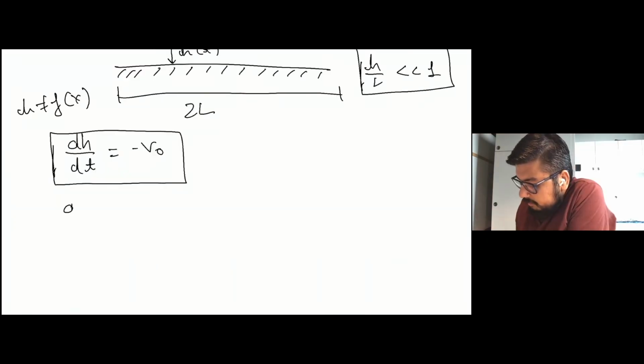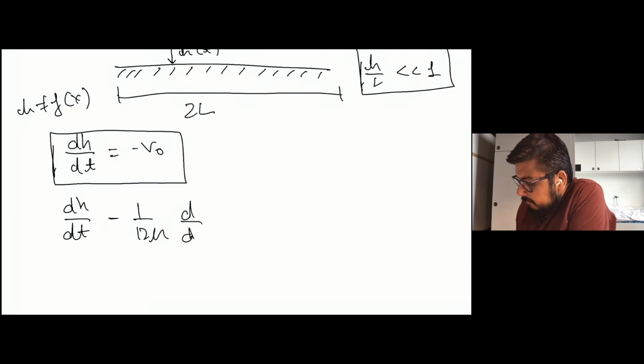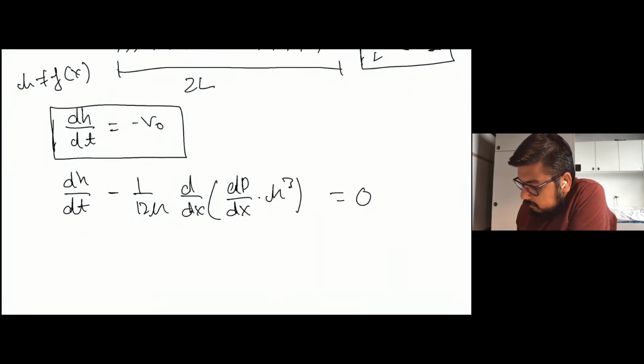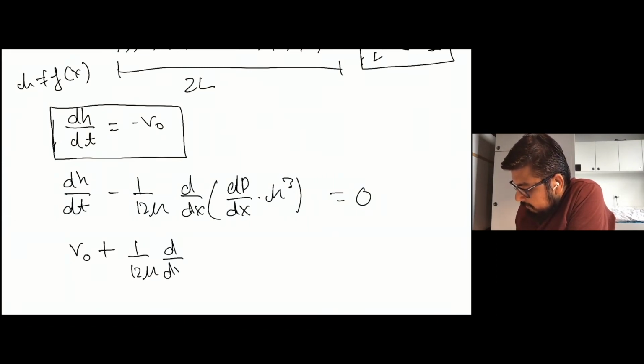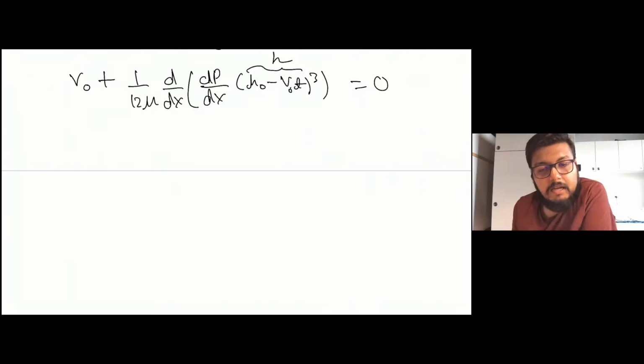And from the lubrication equation relevant for this kind of flows, we have that dh by dt minus 1 by 12 mu d by dx of dp by dx times h cube is 0. And we know that dh by dt is minus v naught. What I get is v naught plus 1 by 12 mu d by dx of dp by dx times (h naught minus v naught t) cube equal to 0. So this is h. Now we can integrate this equation in x, realizing that h is independent of x.